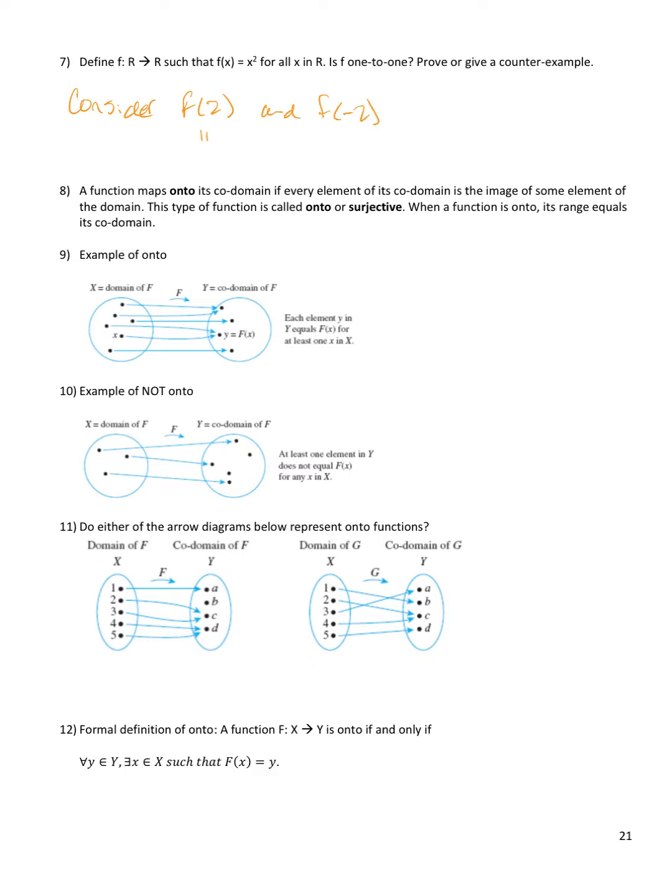Right? f of 2 is 4, f of negative 2 is also 4. So if I have an arrow diagram, from the reals to the reals, I have a negative 2 and a 2 that both go to 4. So you've got 2 to 1, right? 2 going to 1 and not 1 going to 1. So this is not 1 to 1.